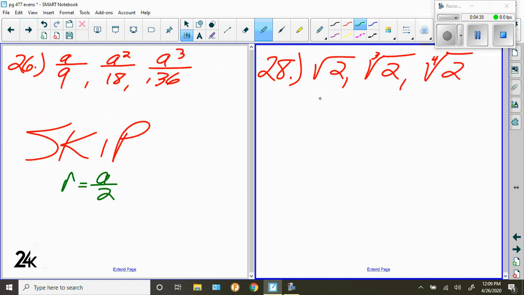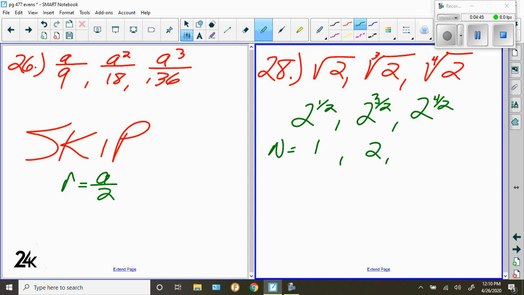Number 28. This is 2 to the 1/2. This is 2 to the 3/2. This is 2 to the 4/2. Okay, that's all that really means. And this is the first term, second term, third term. I don't think number 28, there's no way I can get from here to there. I can multiply that one by 2, but I definitely cannot multiply that one by 2 to get 4 halves, right?